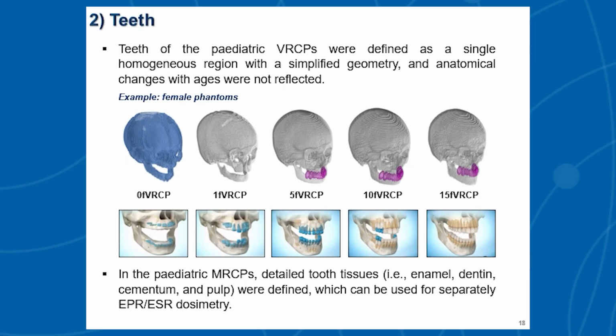Next, we improved the teeth. Even though the teeth are not typical radiosensitive target tissues, they serve as an important source region for internal exposures because radionuclides can be deposited or retained on the teeth following food intake. But in the voxel phantoms, teeth are simplified and do not reflect age-dependent eruption patterns, so we needed to improve these models. Also, enamel in the teeth can be used to support EPR or ESR dose reconstruction in emergency exposures, so we decided to include detailed tissues, including enamel, in the teeth.